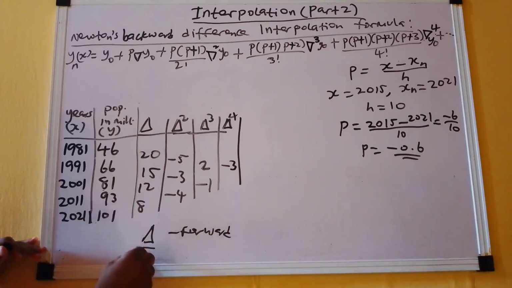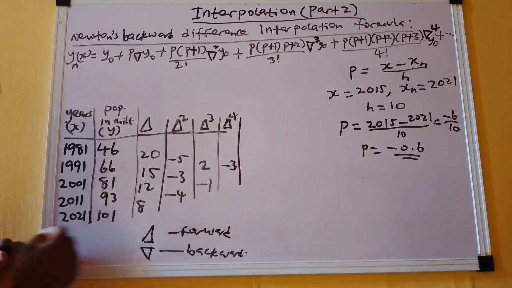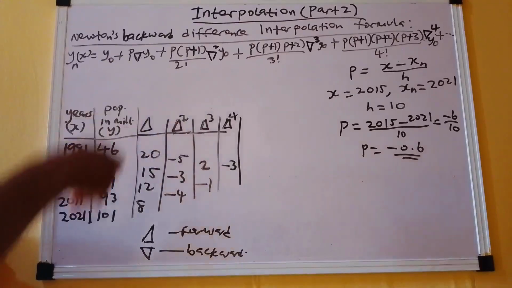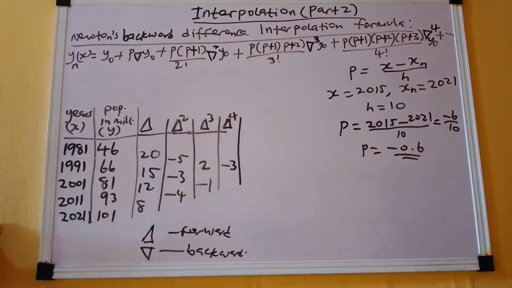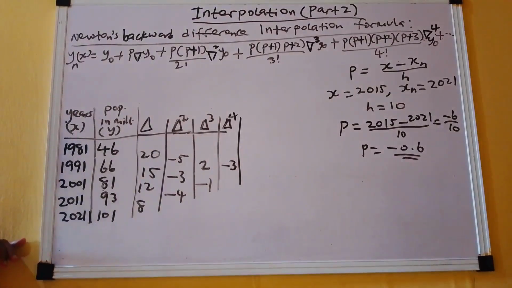When you have it down like this, one is for backward. So take note of that. You can see this one, the arrow pointing down, so it is for backward. You have to change that and change the sign. That is just the difference between Newton's forward difference interpolation formula and Newton's backward difference interpolation formula. Now let us go ahead and calculate.